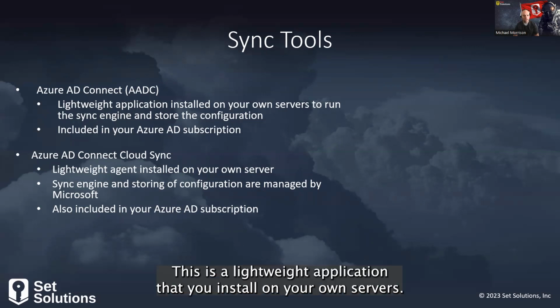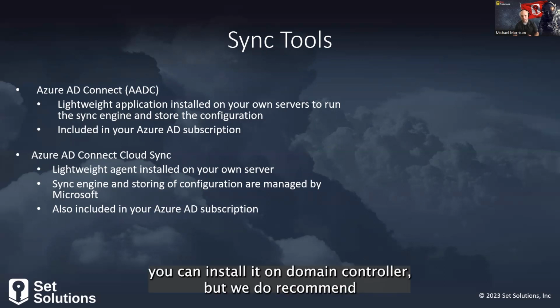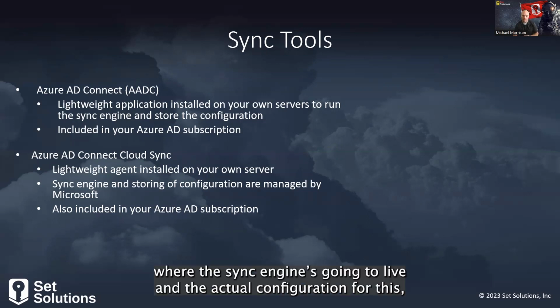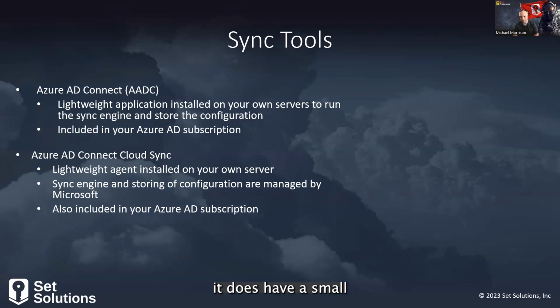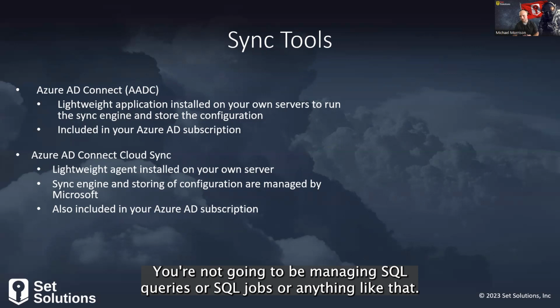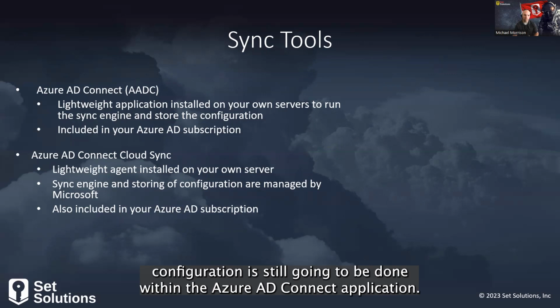So first is Azure AD Connect. This is a lightweight application that you install on your own servers. You'll manage. You can install it on a domain controller, but we do recommend that it's installed on a dedicated server. And so here, this is where the sync engine is going to live and the actual configuration for this. It does have a small database requirement, but it can run on SQL Express. You're not going to be managing SQL queries or SQL jobs or anything like that. Administration and configuration is still going to be done within the Azure AD Connect application.